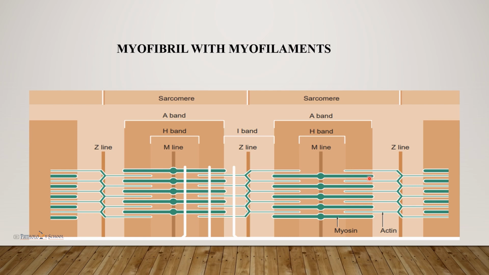The I band comprises the actin filaments which are not overlapped by myosin. The A band comprises the myosin and the fibers which are overlapped by actin and myosin. The H band comprises the myosin which is not overlapped by actin.